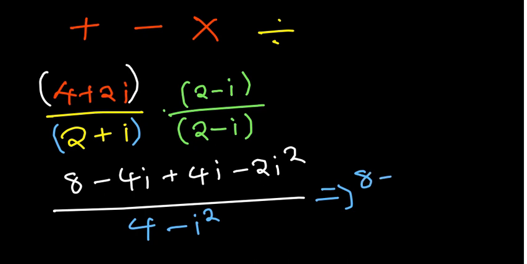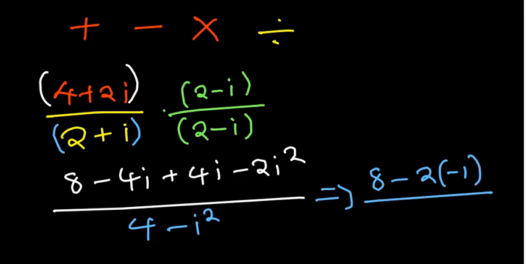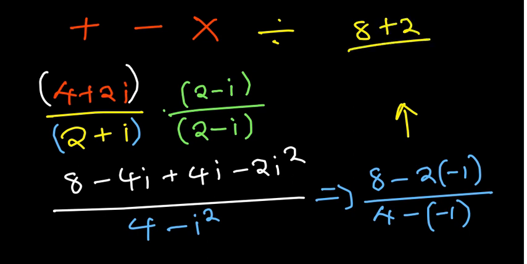If you check the top part, what's happening there? The middle part is still cancelling out, right? So you have 8 minus 2i squared, where i squared is the same as negative 1. Even in the denominator, I'm also going to have i squared, which is negative 1 as well. Are we together? So this is going to be 8 plus 2 over 4 plus 1, which gives me what? 10 over 5, which is equal to 2.